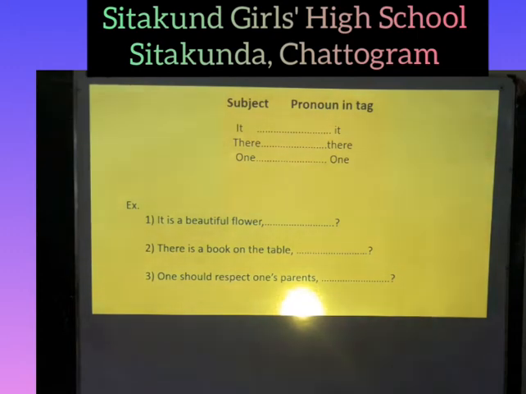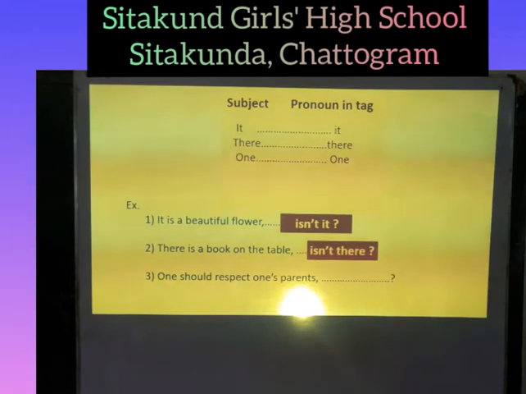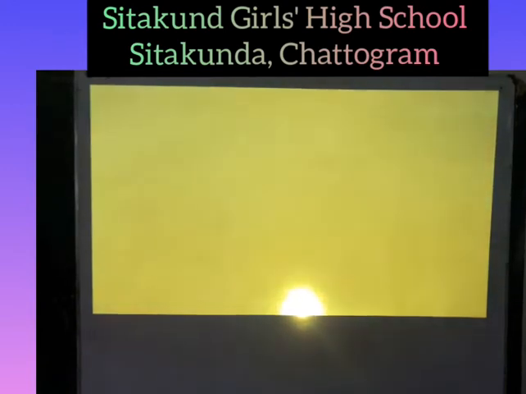Okay, for this you are looking at it is a beautiful flower, which is the statement, and it is an affirmative statement. For this affirmative statement, the tag will be negative. So what is the negative tag question? Actually, isn't it is the right answer. So "is" for "isn't", as in my previous classes you have seen and understood, "it" for "it", and "is" for "isn't", "there" for "there". Isn't there is the right answer, and "should" for "shouldn't". So shouldn't one is the right answer.